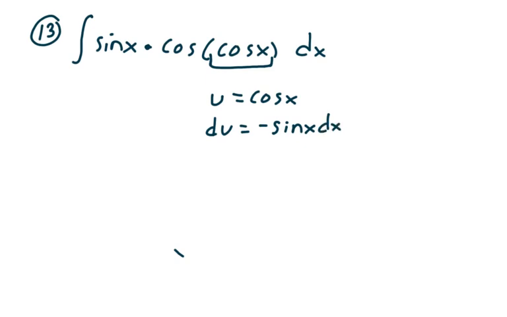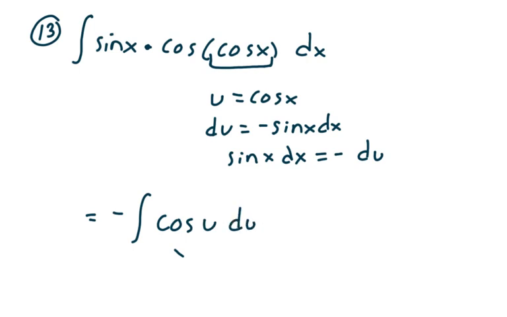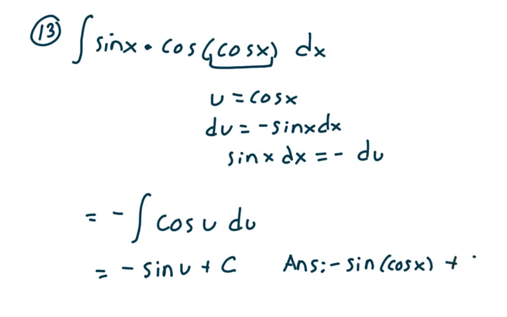Okay? Sine of x dx is negative du. And so this is equal to negative the integral of cosine of u du. All right, and we're almost done. This is negative sine of u plus c. But u is cosine of x. So the correct answer here is negative sine of cosine of x plus c.